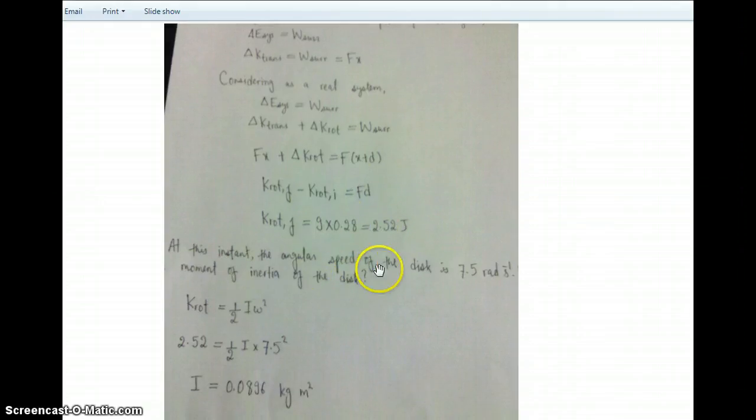At this instant, the angular speed of the disk is 7.5 radians per second. Find the moment of inertia of the disk. Rotational kinetic energy equals half times the moment of inertia times the square of the angular speed. The rotational kinetic energy, which we found to be 2.52 joules, equals half I times the square of the angular speed, 7.5 squared, which gives a moment of inertia of 0.0896 kg meter squared.